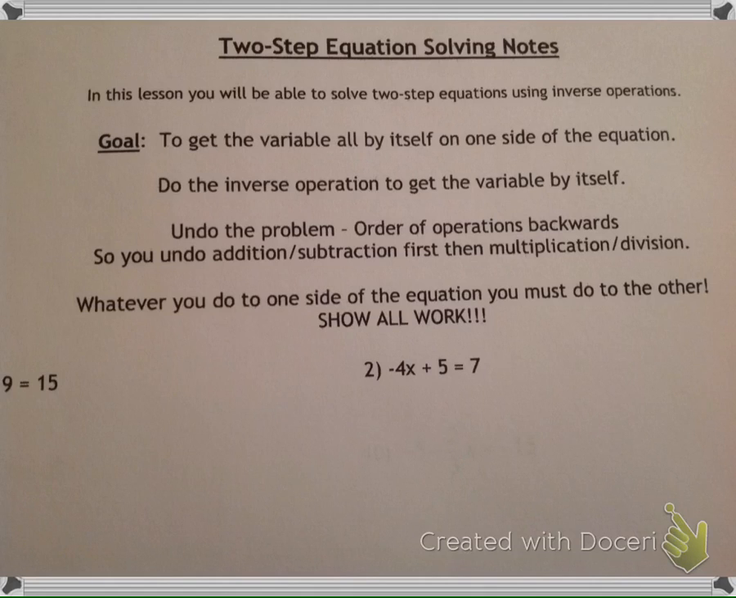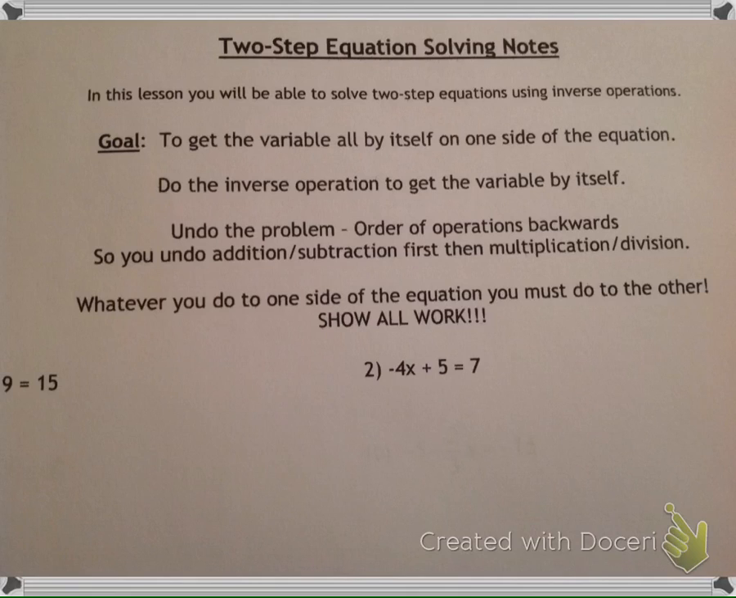Okay, you're going to learn how to solve a two-step equation using the inverse operation. And what we did with solving the one-step equations is what we're going to be doing with the two-step equations, except obviously there's two steps instead of one. Our goal is to get the variable all by itself on one side of the equation. Okay, so in order to do that, you need to do the inverse operation to get the variable by itself. That's what we did for the one-step equation.